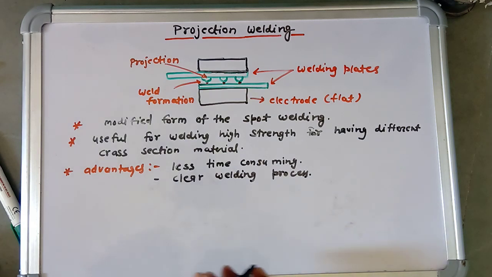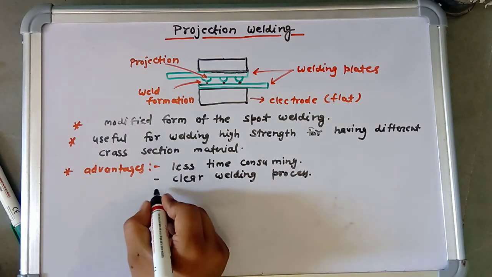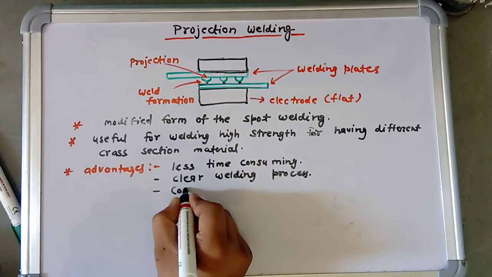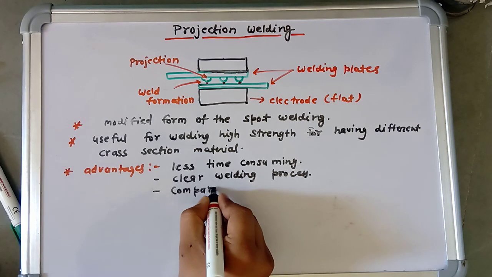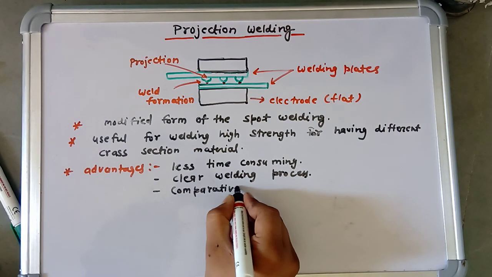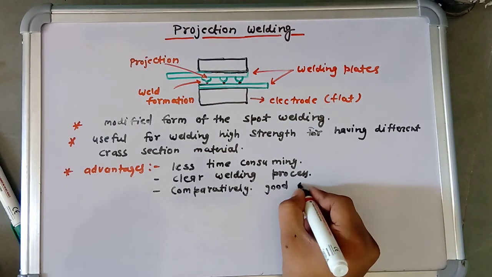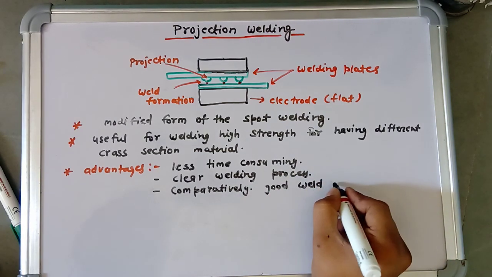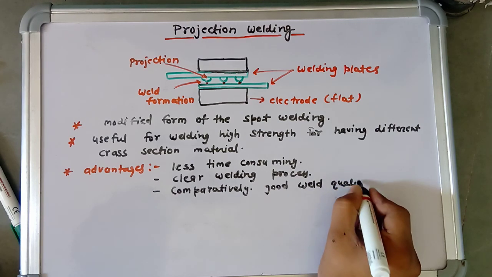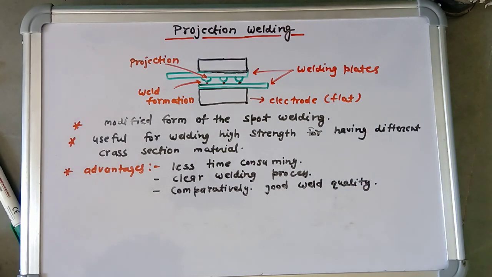Welds can be placed closer than in spot welding, so comparatively good weld quality. Electrode life is much longer.